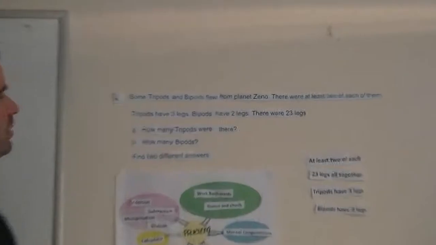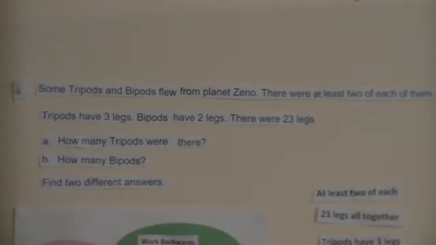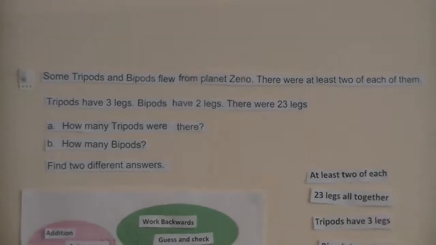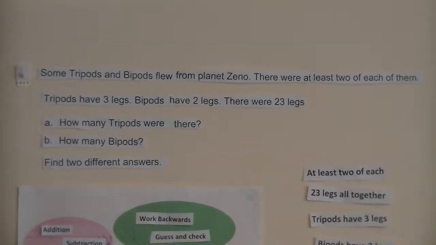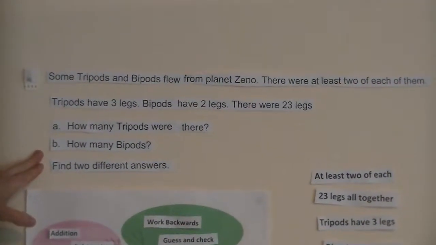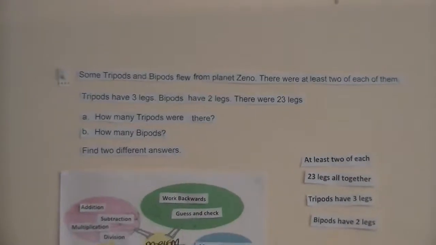Some tripods and bipods flew from planet Xeno. There are at least two of each of them. Tripods have 3 legs, bipods have 2 legs, and there were 23 legs altogether. How many tripods were there? Is number 8, question A. B is how many bipods were there? It's asking us to find 2 different answers.